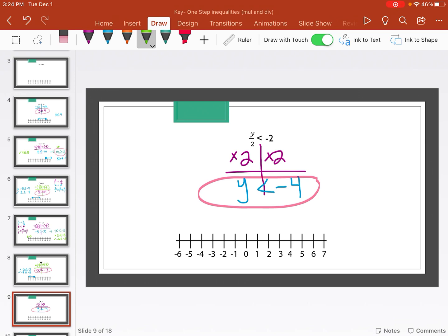And then to graph it, it's an open circle on -4. Let's plug in a number. 0 is less than -4. No. -5 is less than -4. Yes. So to the left.